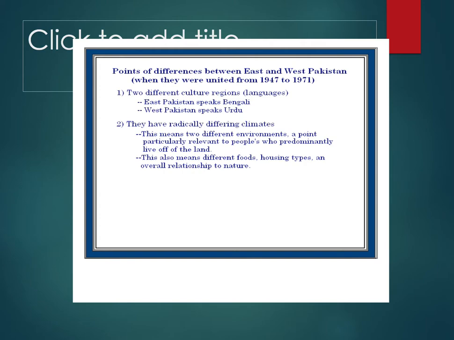Now, understand what that means when you have two different climates. That means you have different foods, you have different housing types, the overall relationship to nature is different. That's going to historically manifest itself in different ways, despite an overarching religion that only came 1,000 years ago. So the different climates is indicative of a large array of cultural differences. All right.